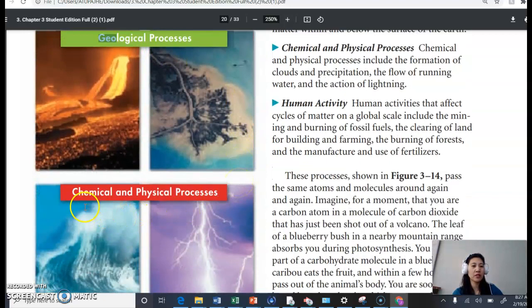Next one, we have chemical and physical processes. As you can see here in the picture on the left side, these include the formation of clouds and precipitation, just like right now. We are having precipitation, sleet, snow, and rain. This is the chemical and physical processes. The flow of running water. Yesterday in my place, our water turned into solid. So that's one way. And the action of lightning too is a chemical and physical process.